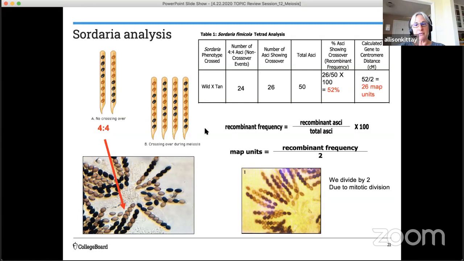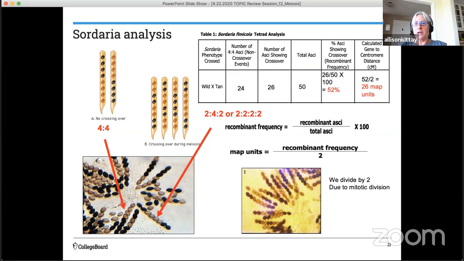And so I gave you the 2, 2, 2, 2, but you could also have 2 tan, 4 black, 2 tan, or vice versa. So anything other than 4, 4 is going to give you a crossover pattern. And you can see here's an example of this. So 2, 4, 2. And so students go about counting and recording their results. This is a data table from the lab manual, and you record the number of asci. It's a really good idea to count up to 50. More is better because you're going to get closer to the expected value. And so in this case, we can see that students have counted 24 non-crossovers and then 26 crossovers.